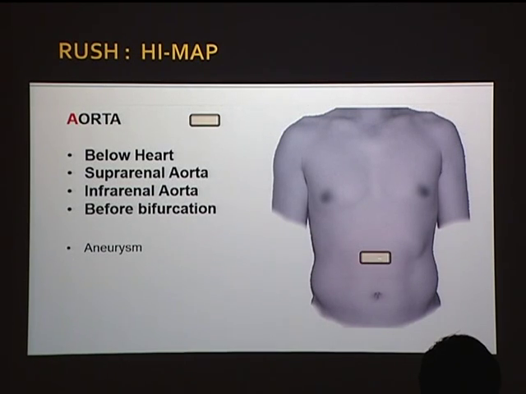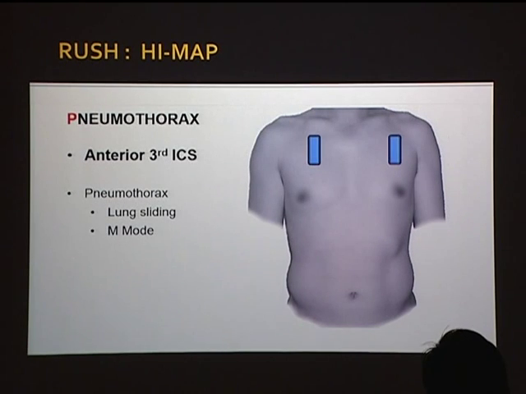A stands for aorta, and he recommends that you should scan the aorta at 4 positions: just when the aorta exits from the heart, suprarenal, infrarenal, and before the bifurcation. This is the assessment of where the aneurysm is lying. And lastly, P for pneumothorax. You look for lung sliding, and you can use M mode if you find that lung sliding is very difficult to see. He recommends the anterior third intercostal space, which actually corresponds to the upper blue point in BLUE, to the fourth. That's the HIMAP.